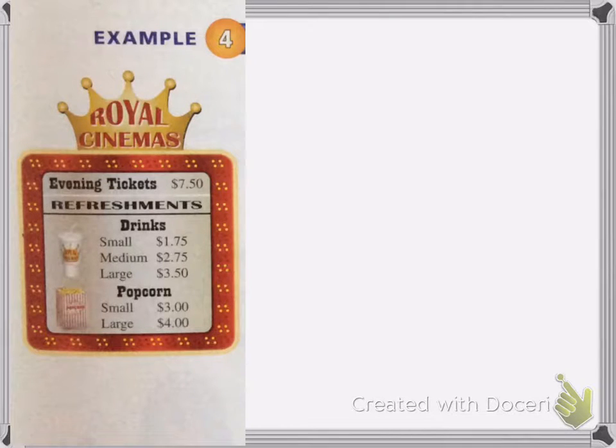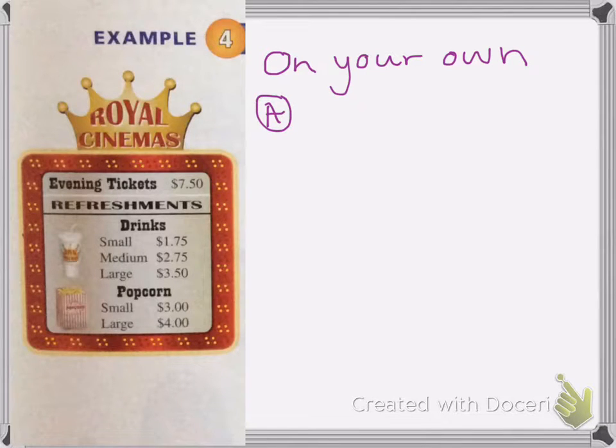Okay, now this is going to be you're on your own. One second, I did not mean to move that. Okay, my question to you is what if? What if each person buys a ticket, a large drink, and a small popcorn? How does the expression change? Please explain. So your answer is going to be in a sentence.